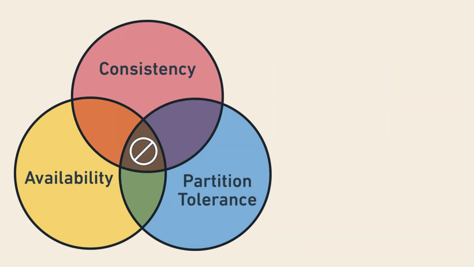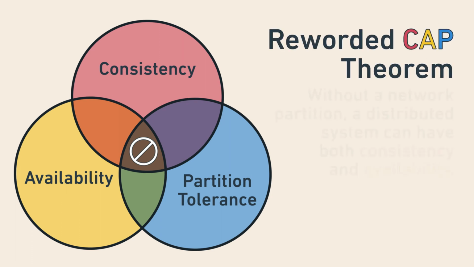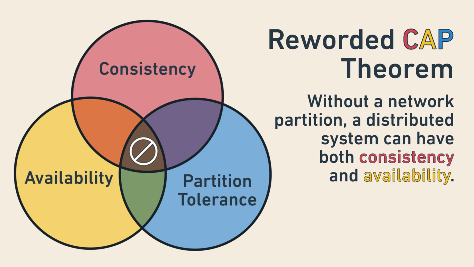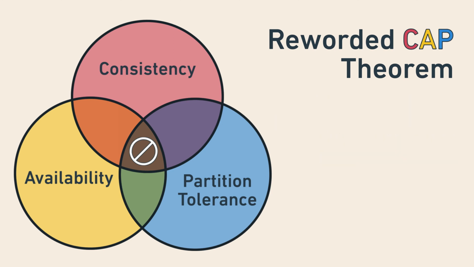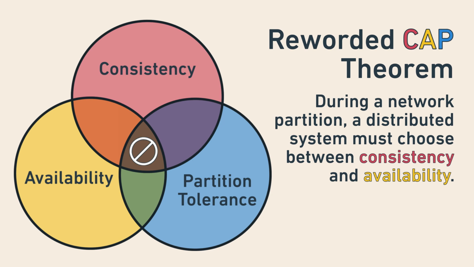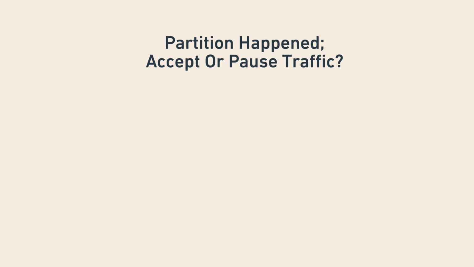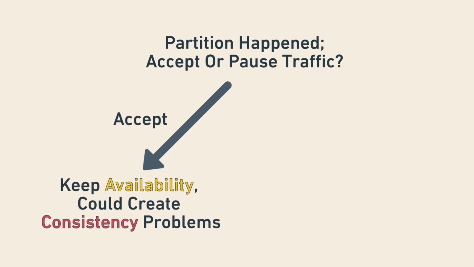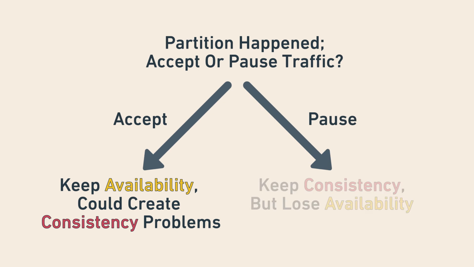To recap, the CAP theorem is about how a system must pick two properties between consistency, availability, and partition tolerance, and can't pick all three. However, it's more clearly stated as, during normal operation, a distributed system can have consistency and availability, but during a network partition, it must choose between consistency and availability. And why? Because it has to decide between accepting traffic, which preserves availability, but could lose consistency by potentially creating diverging datasets, or stop accepting traffic, which preserves consistency, but loses availability.